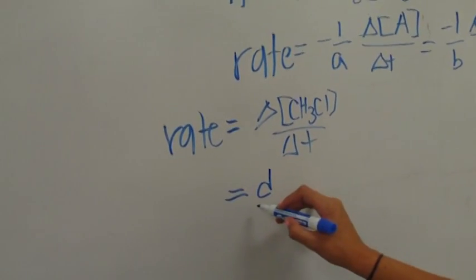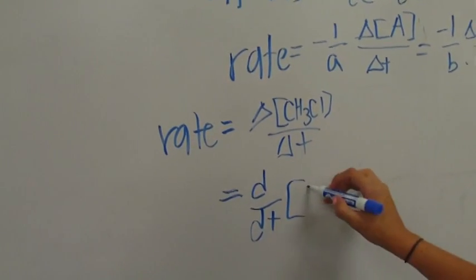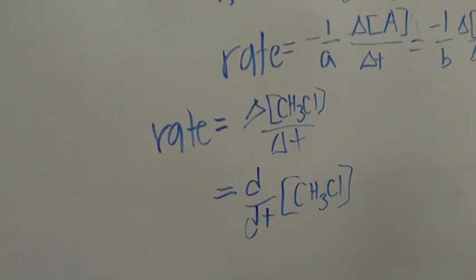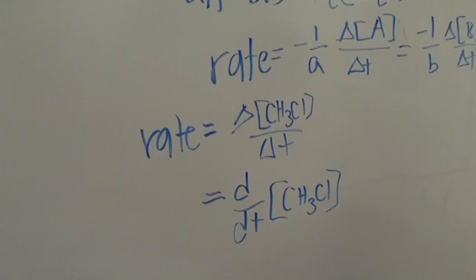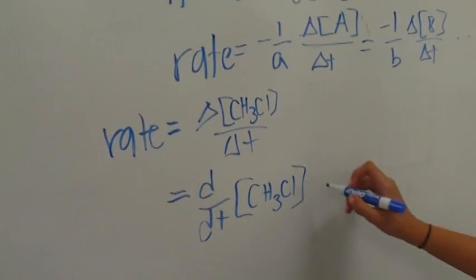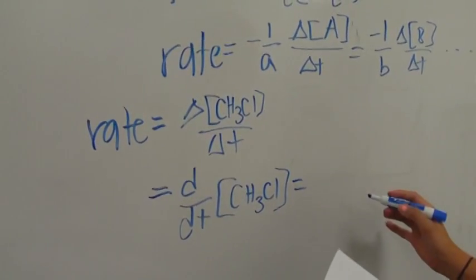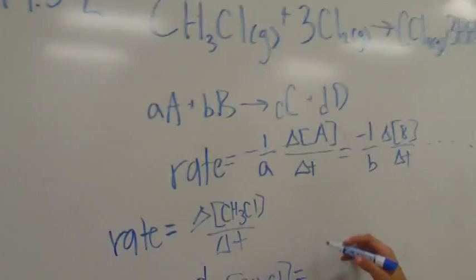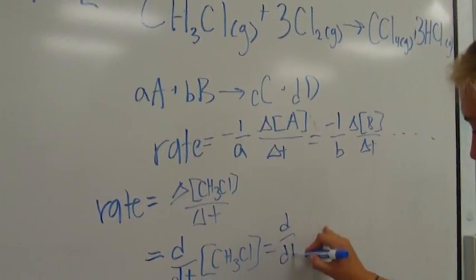So this can also be written as d/dt of this concentration, which is what the answer in the back of the book says. I know it's probably kind of confusing if you haven't taken calculus, but that's what that means. Really, it's just another way of writing this. So then for the next part in the equation, you're going to have d/dt.